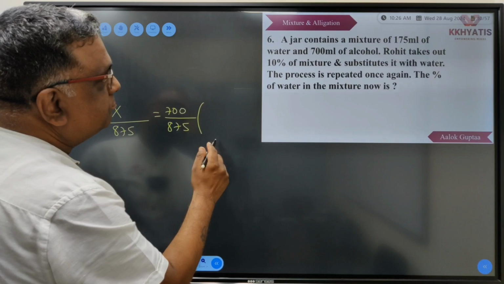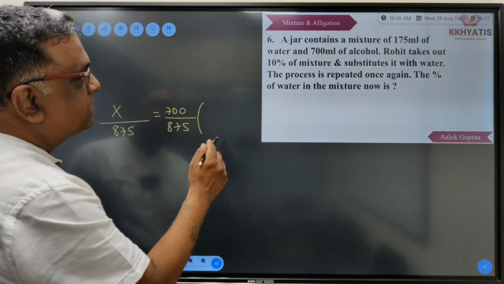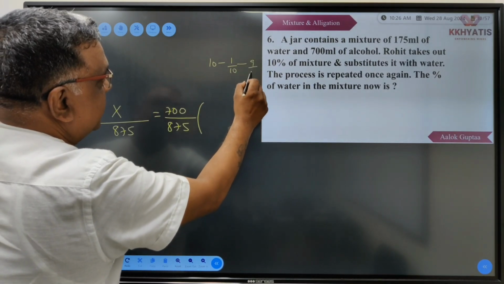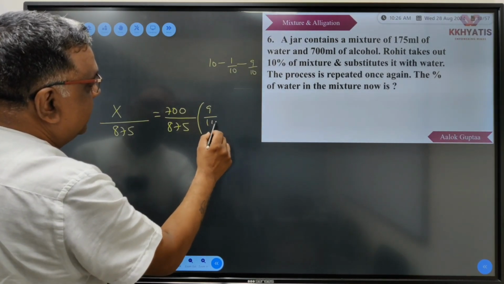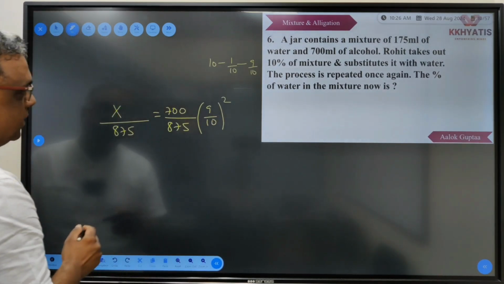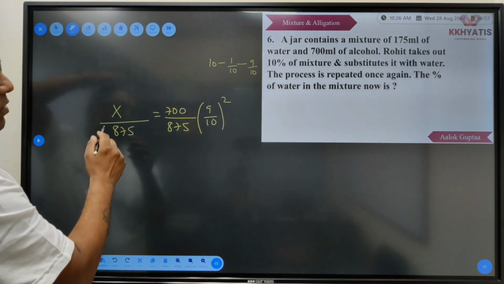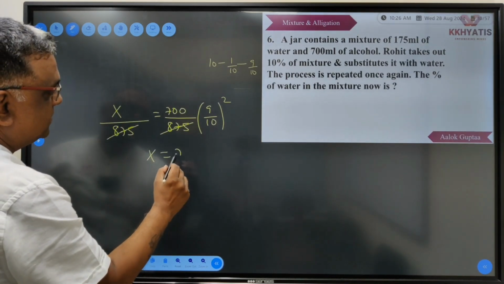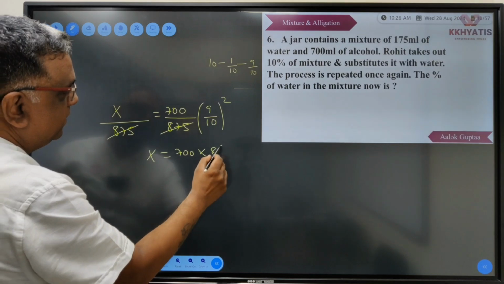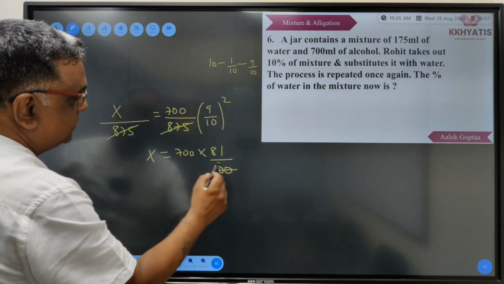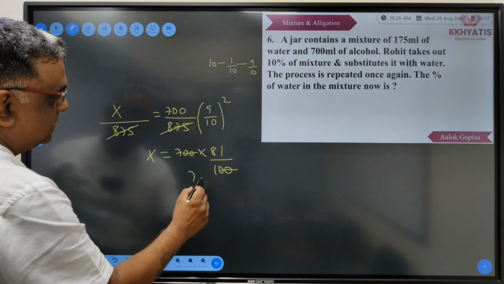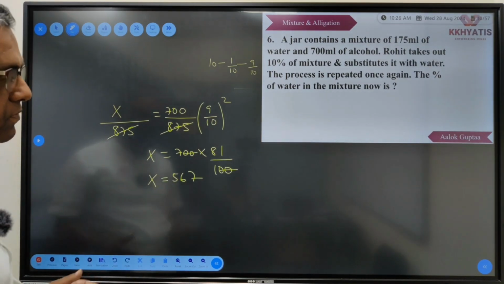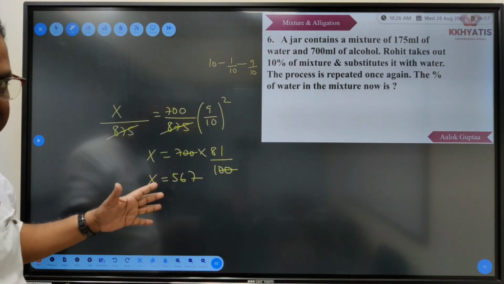Then he takes out 10% of mixture. So 10% is 1 by 10. The amount left is 9 by 10. So 9 by 10, and this is carried out 2 times. So I can find out the final quantity of alcohol from here. So this 875 I will cancel out. So this will be 700 into 81 upon 100. So this will get cancelled out. So this will be 567 is the final alcohol that is left.